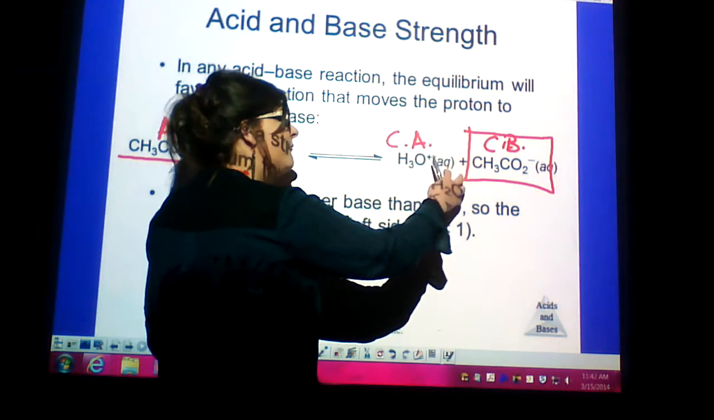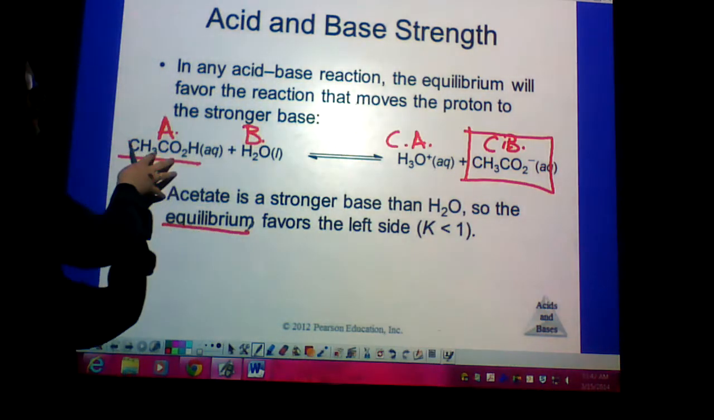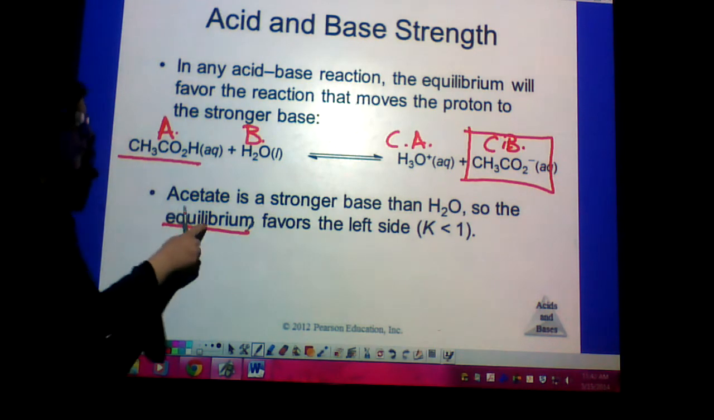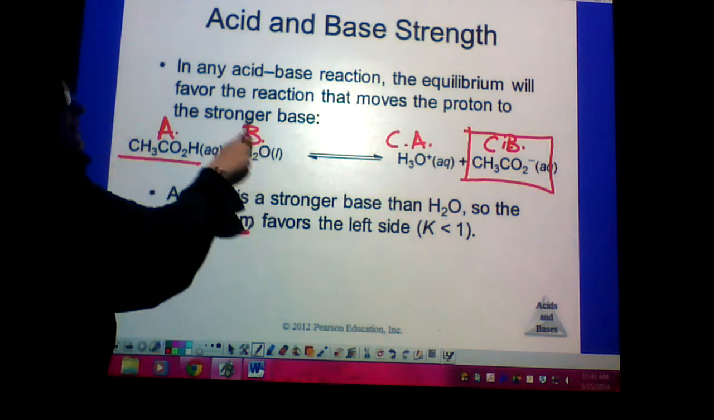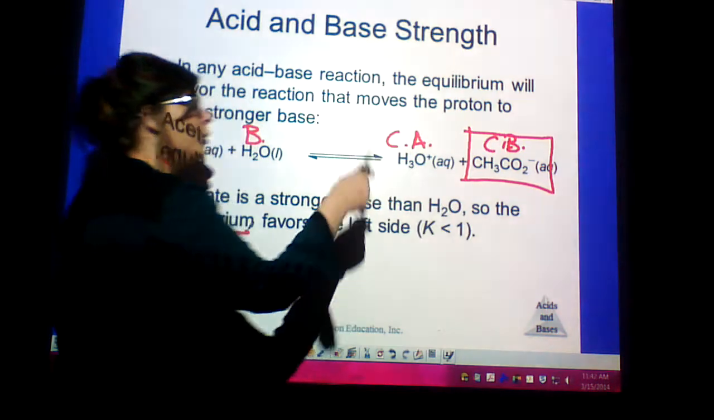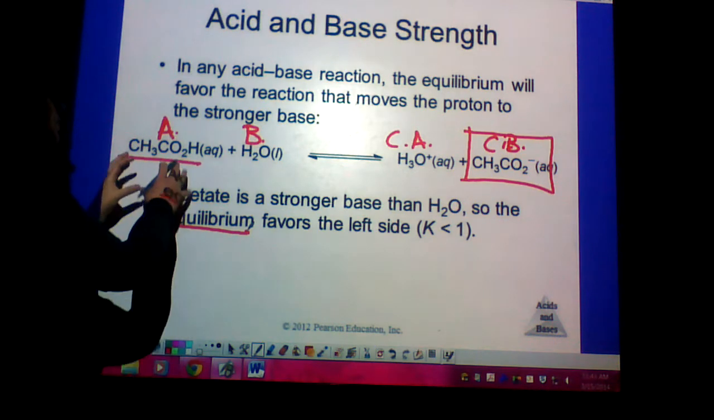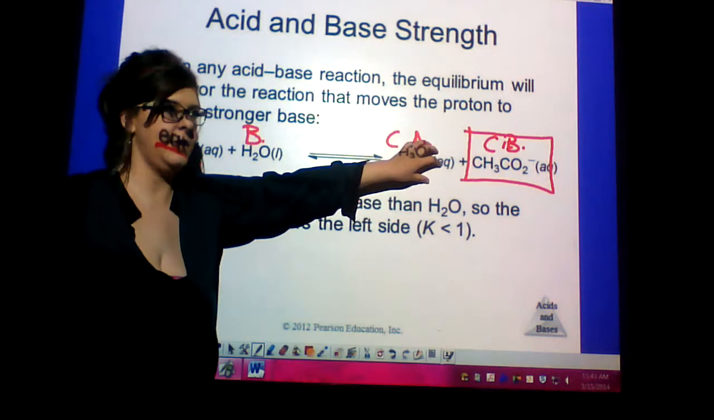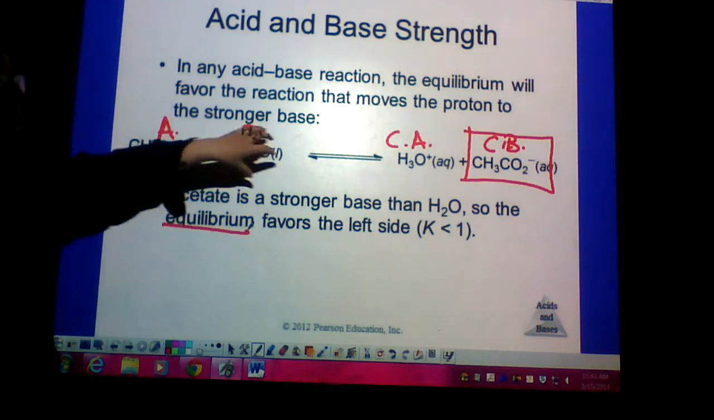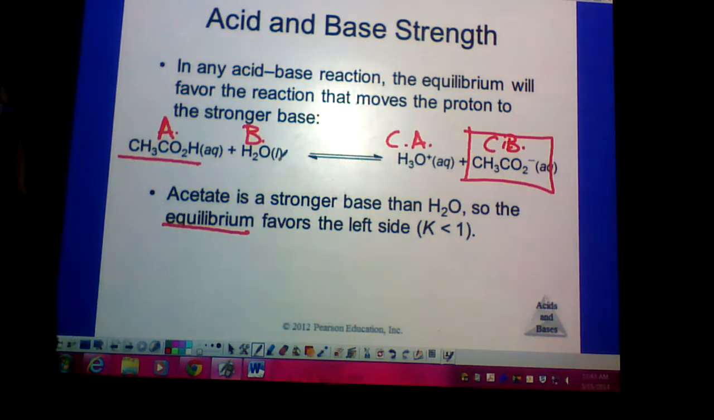So wherever your strong acid lies, if it lies on the product side, then equilibrium is going to have to shift over to the left side, or we say that it favors the left. That just means that we have to shift, because I need more of this to make this stronger base. This is what I want. The equilibrium favors the reaction that moves the proton to the stronger base. So the proton is being moved here to the stronger base, so I need to make this. That's my goal, meaning that I need more of this to make this. That's why equilibrium is going to favor this side.